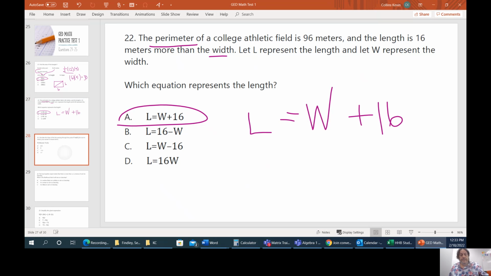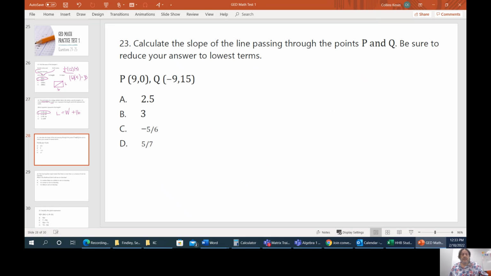Okay, let's move on. So this one says, calculate the slope of a line passing through P and Q. Be sure to reduce your answer to lowest terms. Okay, so there is a formula for the slope. They call it the slope formula, but you end up subtracting y's on top, and then you've got x's on the bottom, and it's a fraction, and it's a nightmare. Let me show you a cool way to do this.